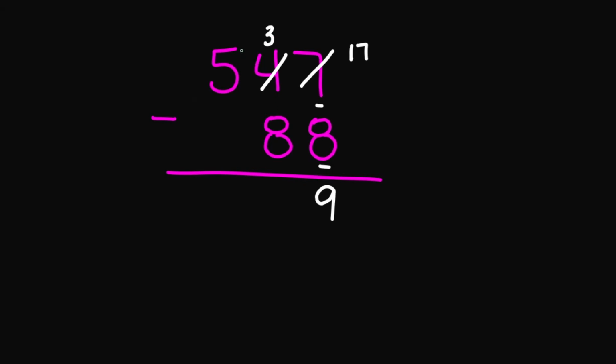So now I'm going to borrow from the hundreds place. So this 5 is going to become a 4 and this 3 is now going to become a 13. Now I can subtract. Now I have 13 minus 8 and that's going to give us 5. And then we have 4 minus 0. That's going to be 4. So your final answer is 459.